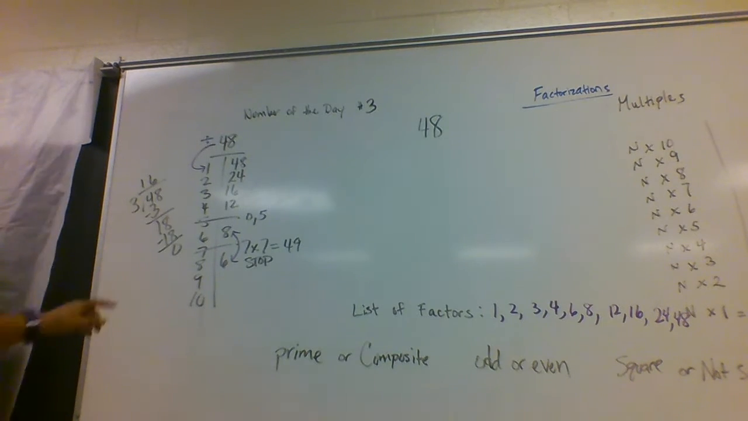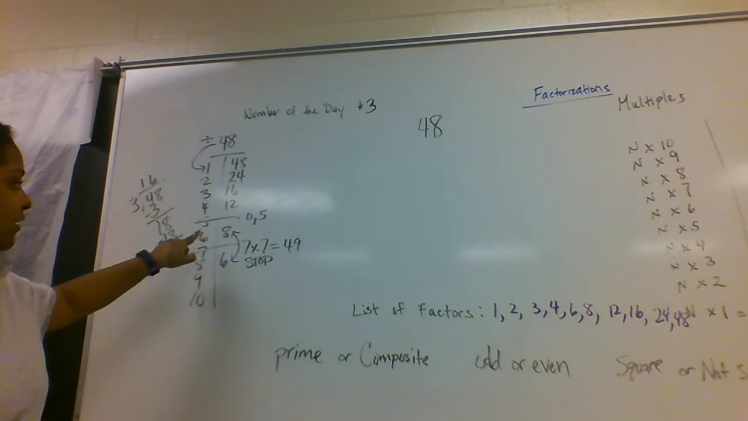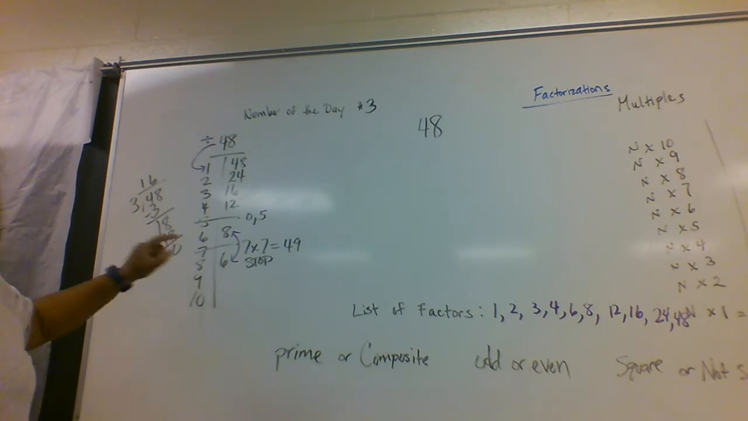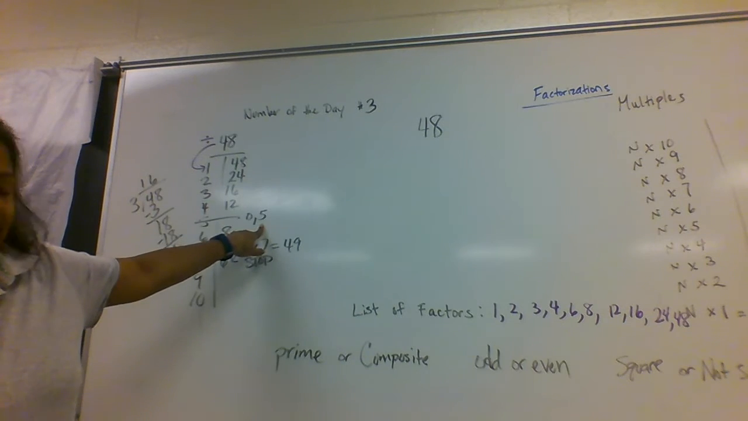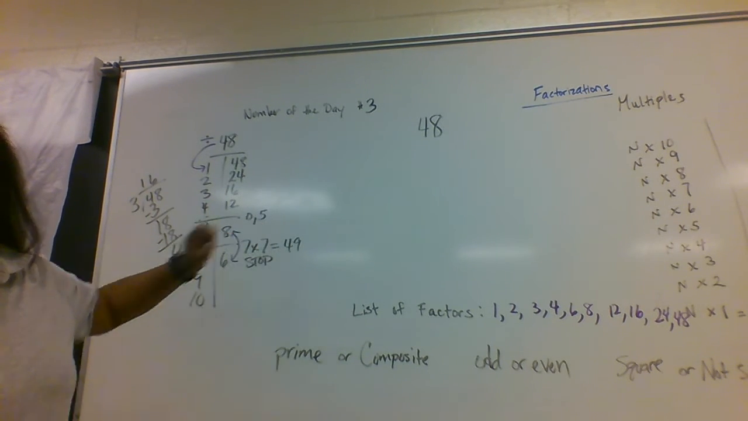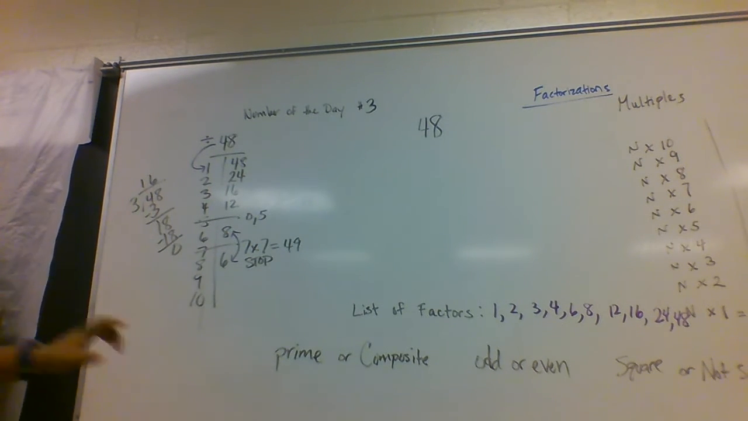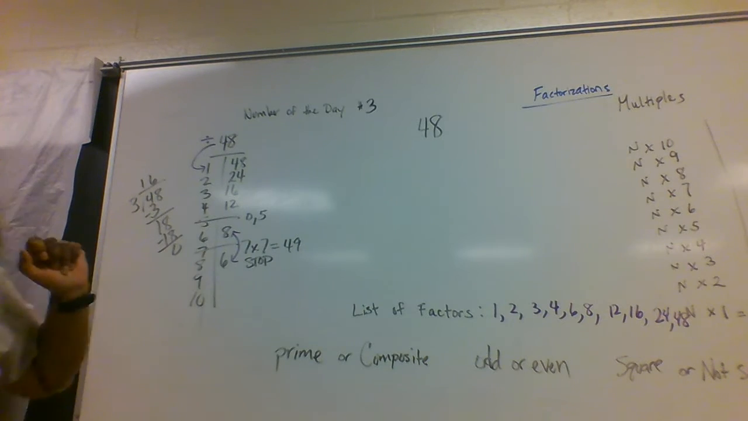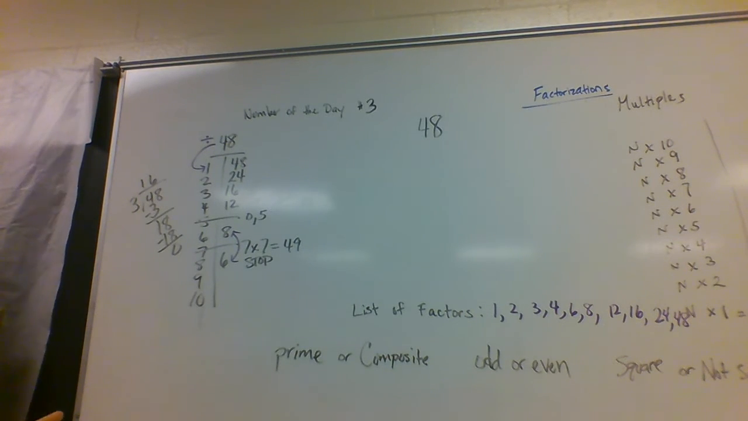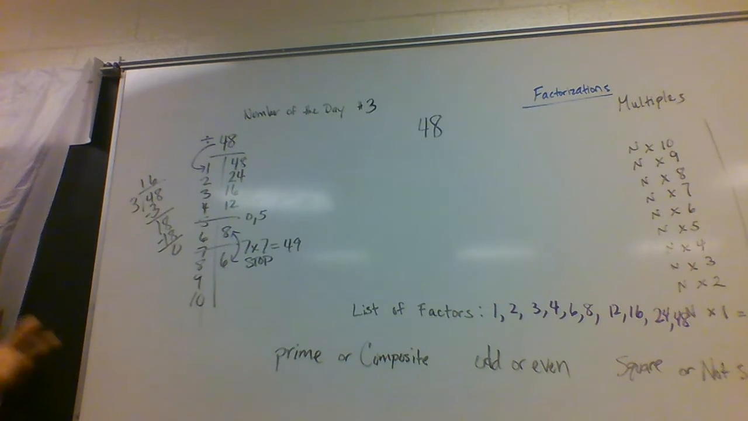So then you have your 4 times 12, 6 times 8, 8 times 6. 5 is not a factor. What's your evidence? You don't have a 0 or a 5 in the ones place. 7 is not a factor. What's your evidence? 7 times 7 is 49. So you always want to have some type of evidence of why something is or is not a factor.